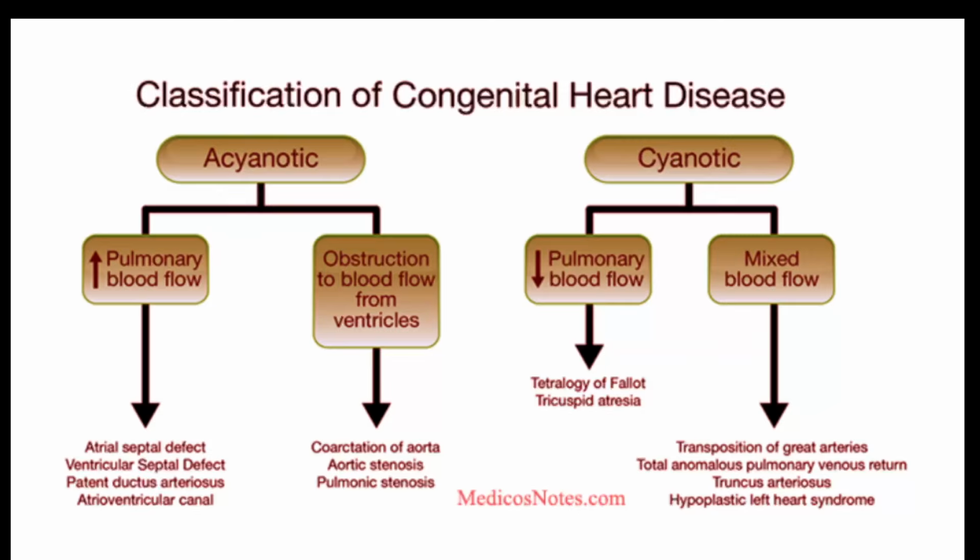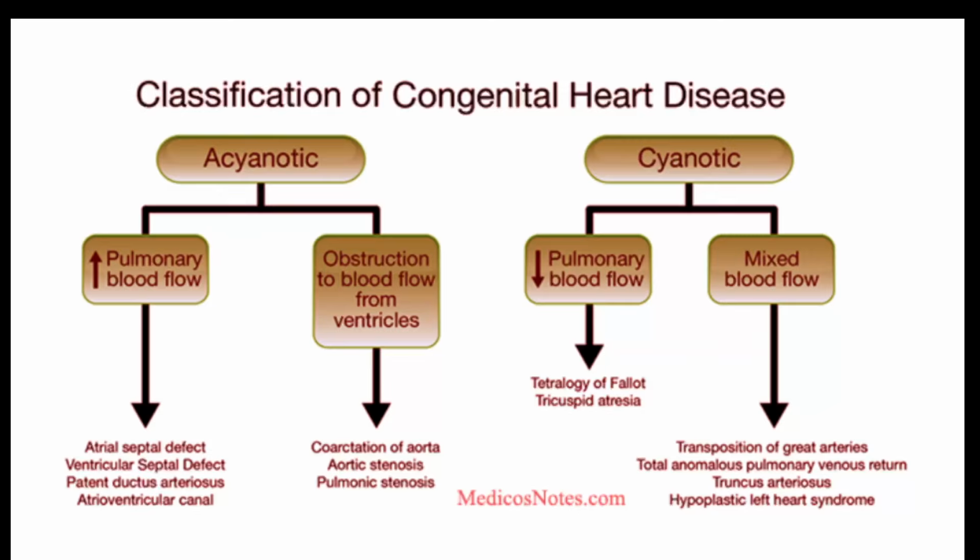So therefore, acyanotic lesions can only be an increase in pulmonary blood flow or due to an obstruction to blood flow. So we know that an increase in pulmonary blood flow is an atrial septal defect, a ventricular septal defect, a patent ductus arteriosus, or an AV, atrioventricular canal. Obstruction to blood flow from ventricles, the most common is the coarctation of the aorta, aortic stenosis, and then congenital pulmonic stenosis.